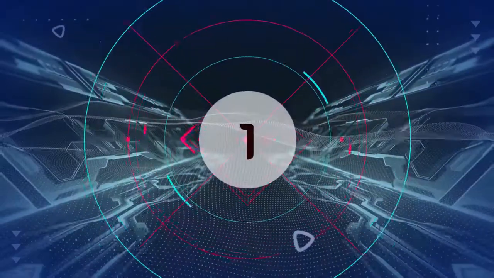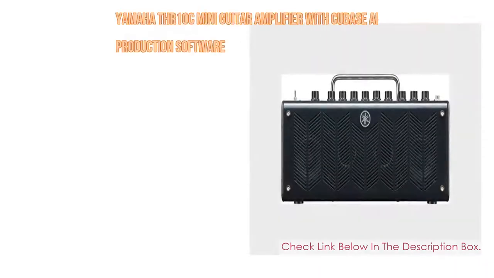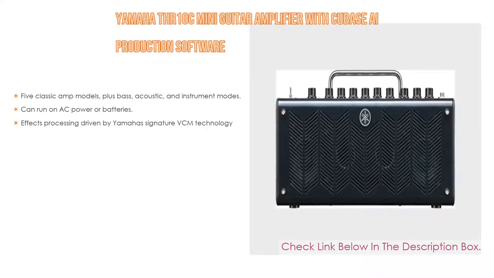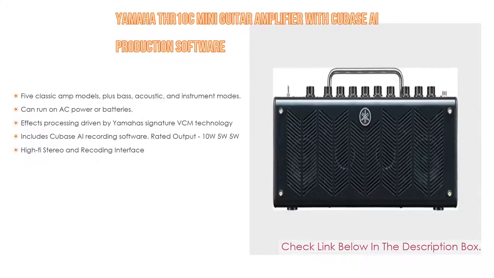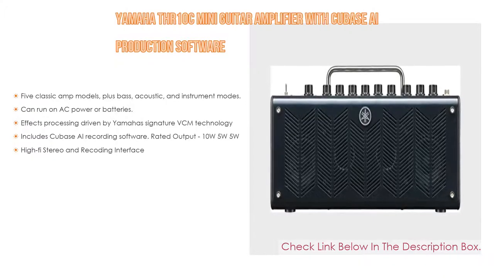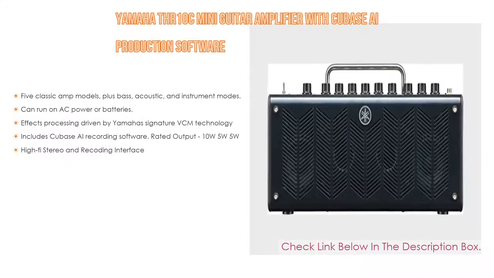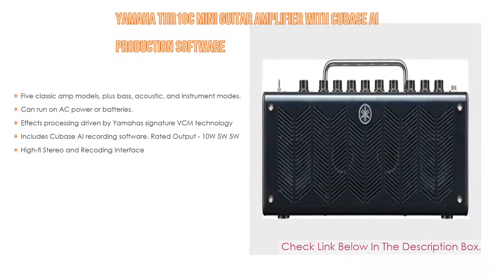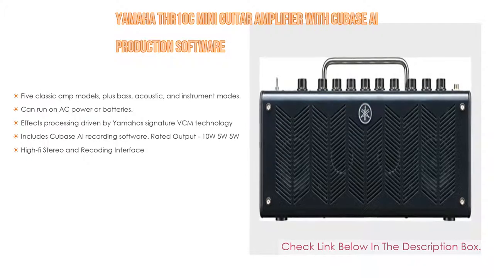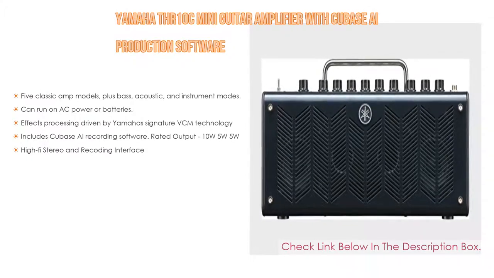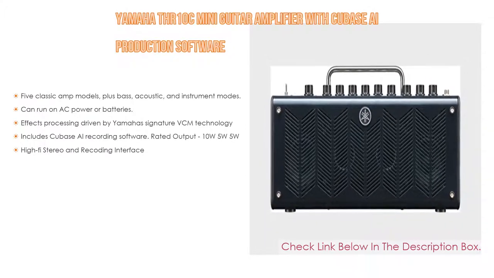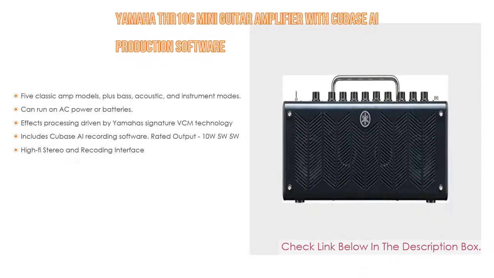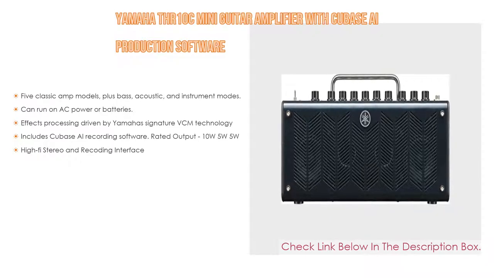Number 1. The Yamaha THR10C Mini Guitar Amplifier with Cubase AI Production Software is the most popular product. In our experience, we found some great features, such as 5 classic amp models, plus bass, acoustic, and instrument modes. In addition, it can run on AC power or batteries. Also, FX processing driven by Yamaha's signature VCM technology, as well as includes Cubase AI recording software, rated output 10 watts, 5 watts, 5 watts, and hi-fi stereo and recording interface.